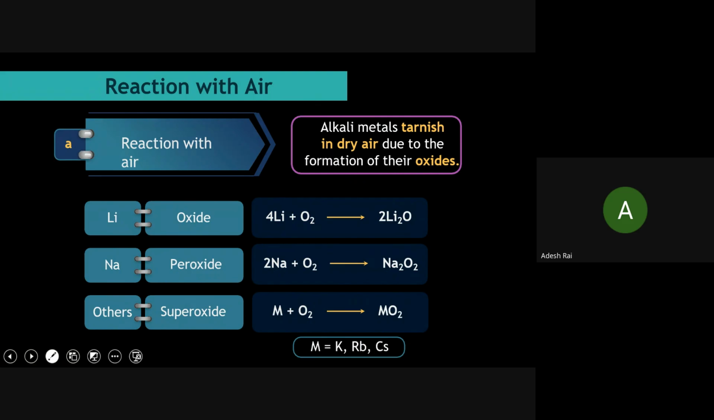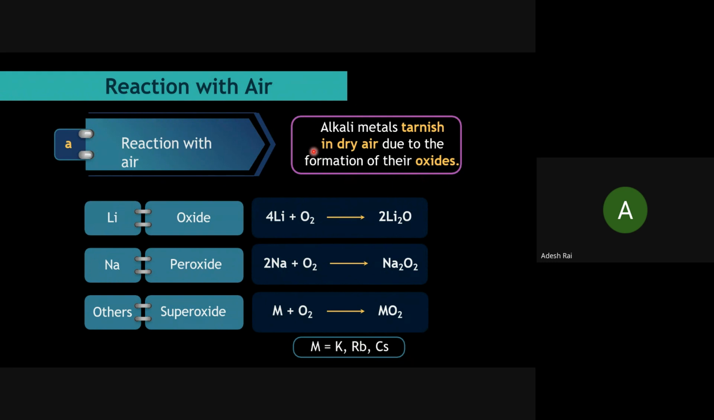Reaction with air. When alkali metals react with air, the smaller metal like lithium forms oxide, lithium oxide. But sodium forms peroxide. And other larger metals, potassium, rubidium, cesium, which are larger in size, form superoxide. Now, what is the logic? Why is it like that?